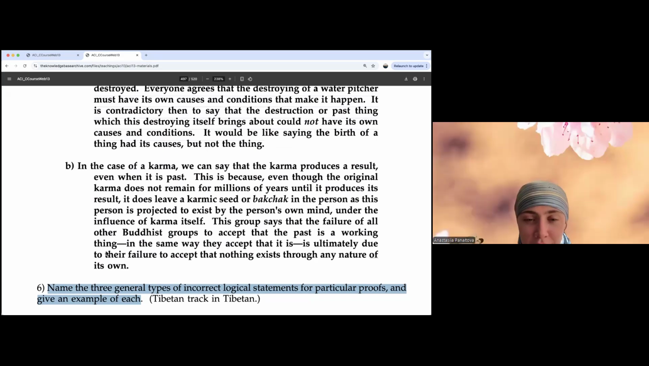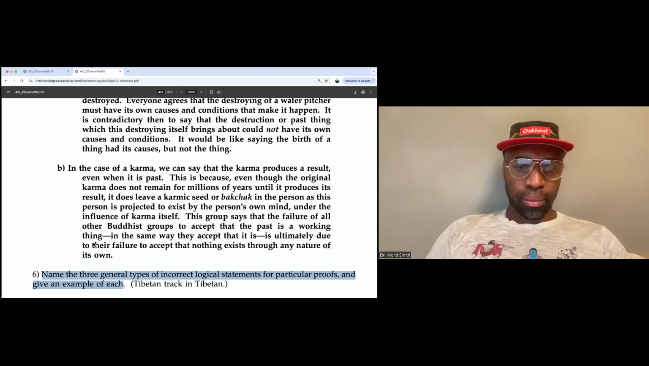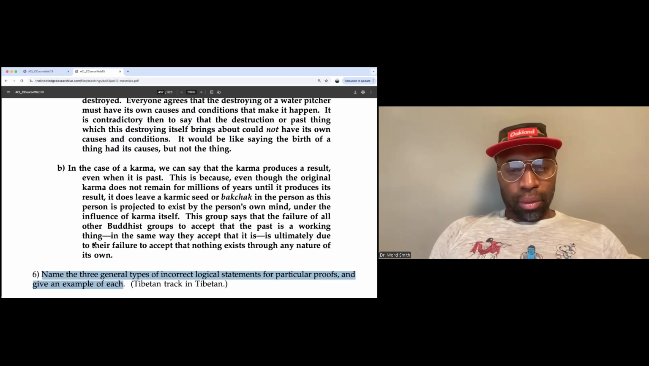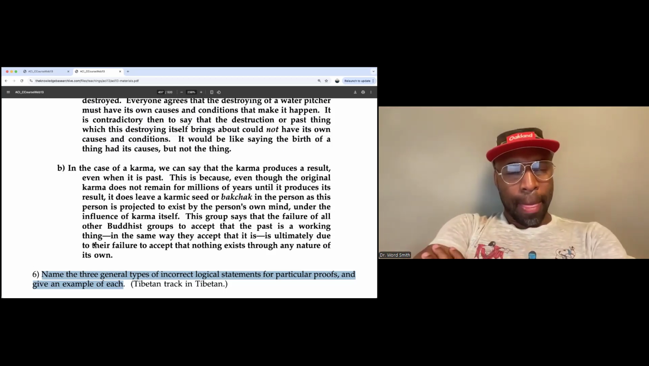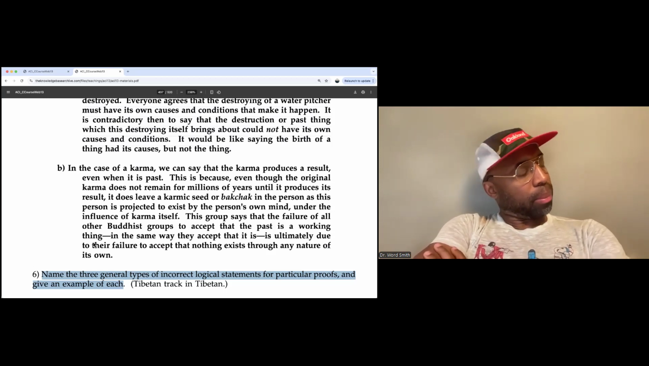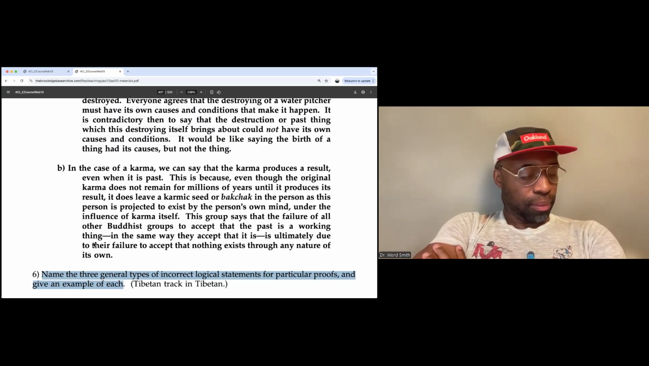Name the three general types of incorrect logical statements for particular proofs and give an example of each. Do I remember them? We're kind of talking about them in Ben Kramer's class now.